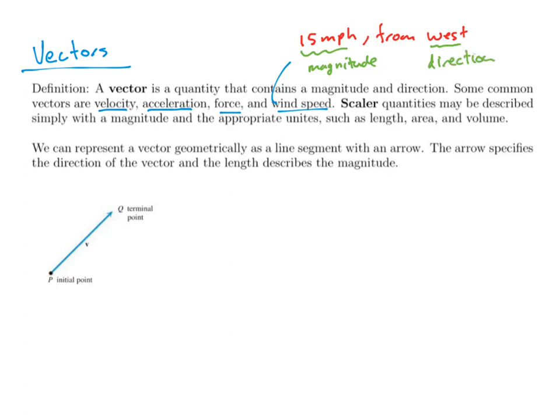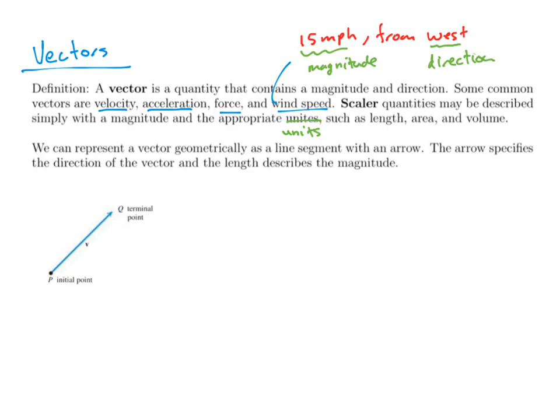This is contrasted with what is called a scalar, which can be described simply as a magnitude. I guess I spelled units wrong here. So something that is just a magnitude, like length, area, or volume. So length, you might say that the length of the chalkboard is 10 feet. You wouldn't say 10 feet to the west or something like that.